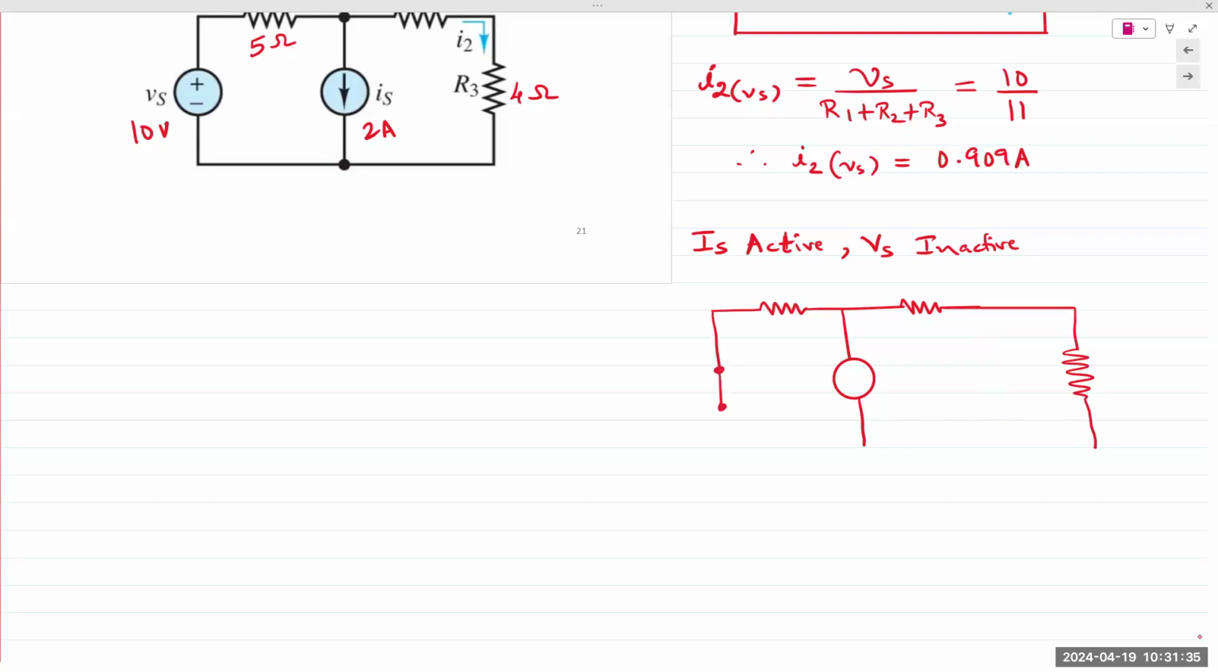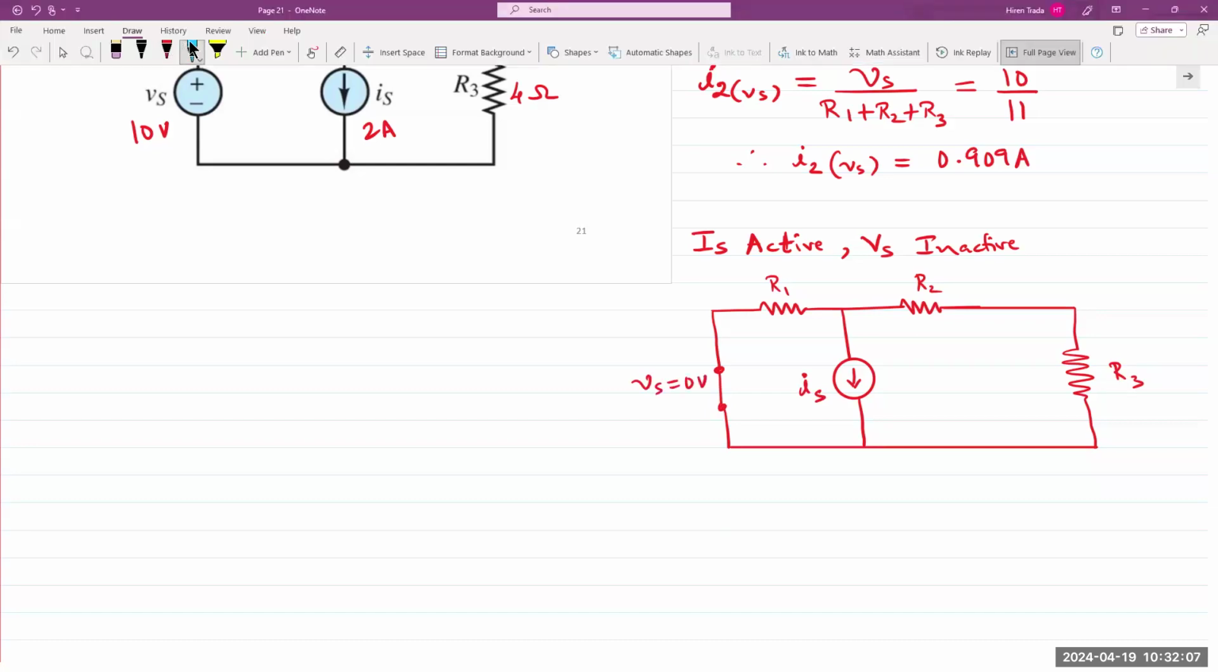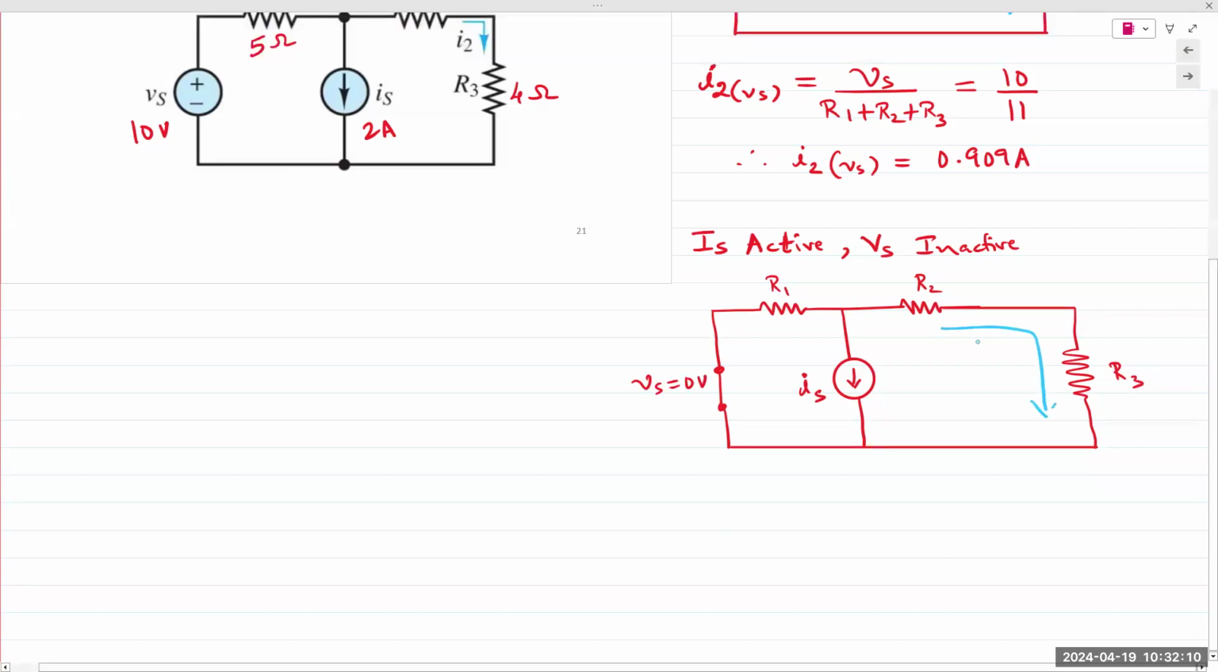And now Vs is reduced to 0. Reducing Vs to 0 means we take it out and we replace it with a wire, a short circuit wire. So you draw out the circuit for every step because the circuit changes fundamentally. And so R1, R2, R3, and here Vs is equal to 0 volts. And this current now is I2 due to Is.